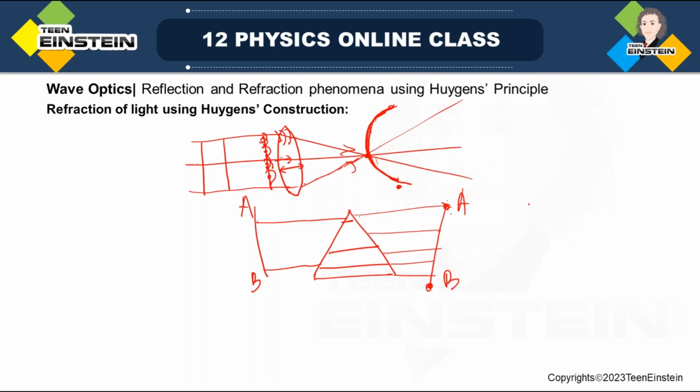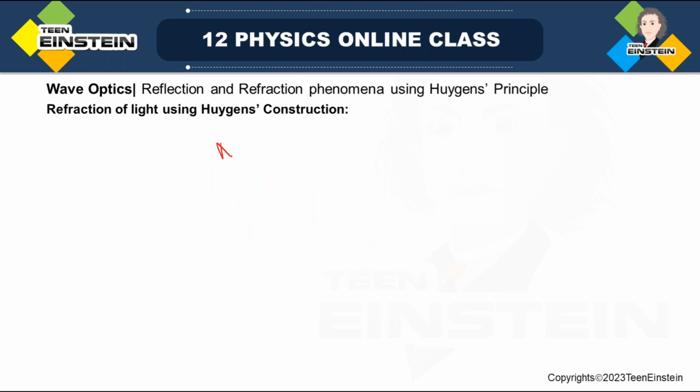With this, we have completed today's part, the reflection and refraction phenomena using Huygens' principle. In the next class, we'll discuss interference of light, or superposition of light. In the next class we will learn the superposition principle.